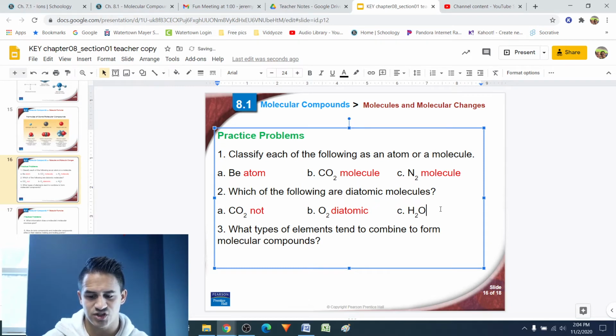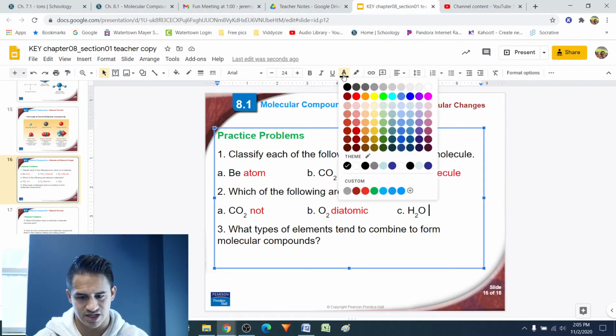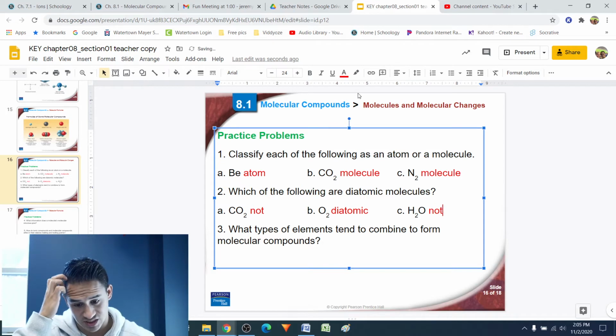And then letter C, H2O. We have 3 atoms total. We have 2 hydrogens, 1 oxygen. That is 3 total atoms. That would be triatomic, not diatomic. So that is not going to be diatomic.